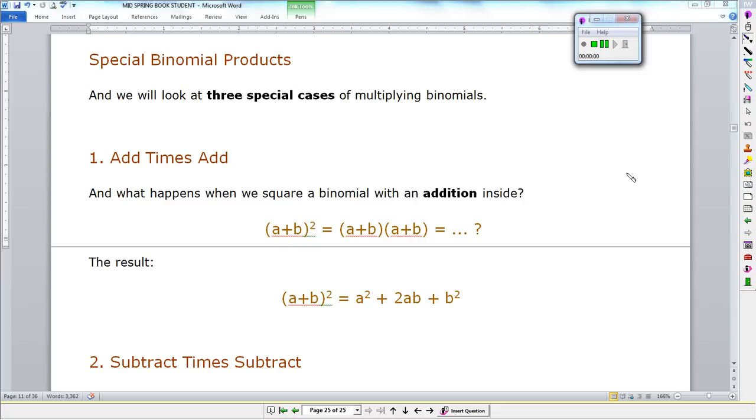In this video, we are going to look at three special cases of multiplying binomials. Let's begin with the first case, add times add. What do we mean?